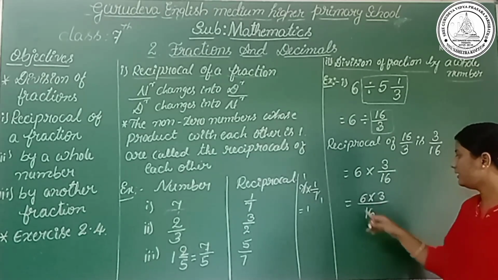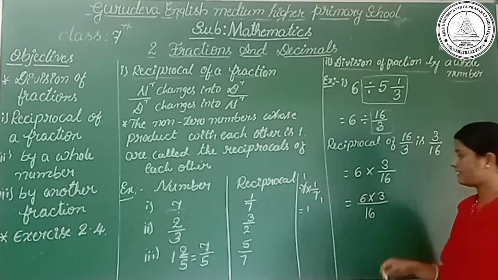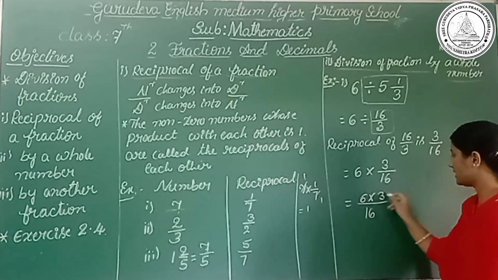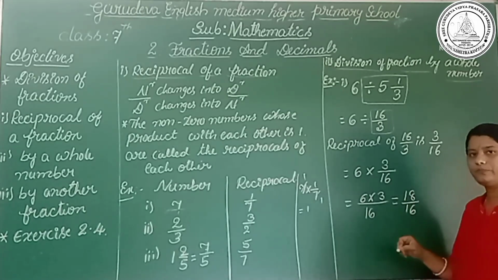Okay, so you may cancel here 6 and 16. Otherwise you may divide at the last. So I will divide at the last. 6 3s are 18 divided by 16.